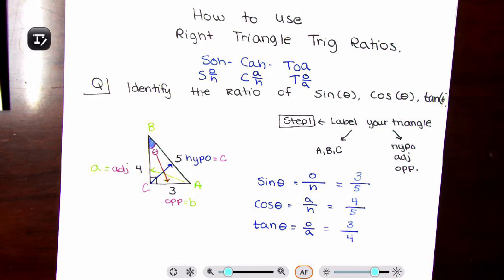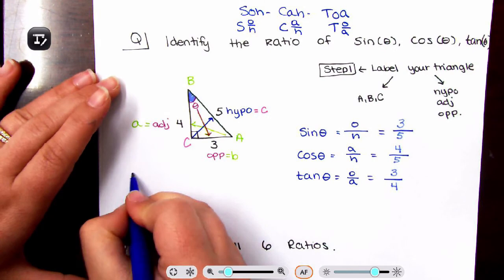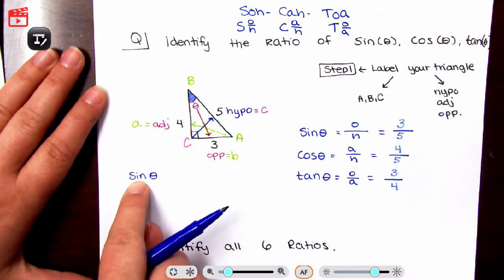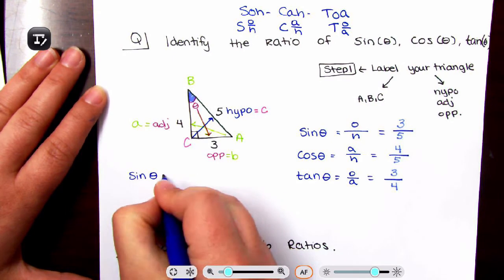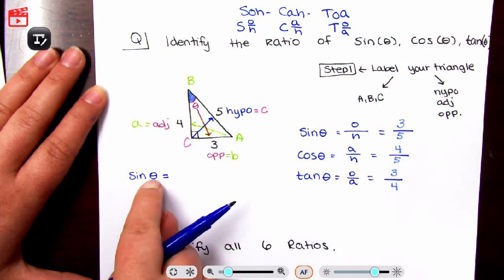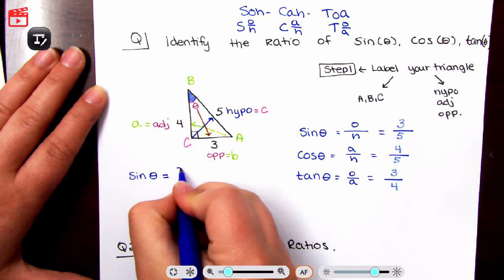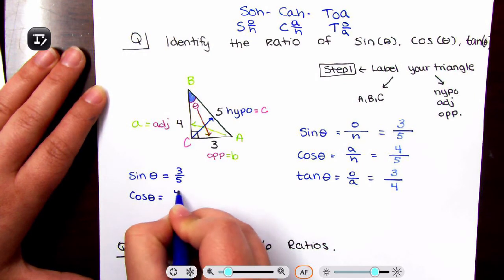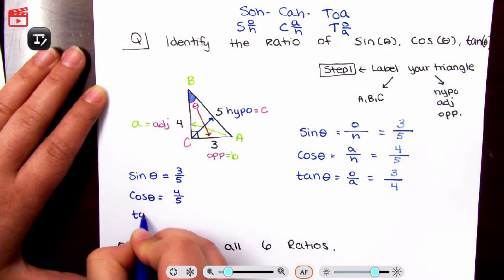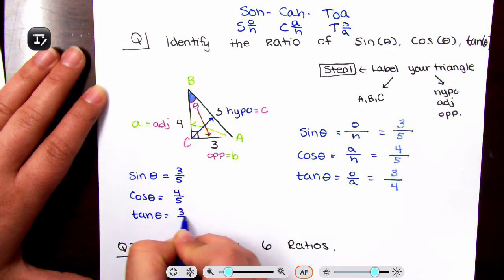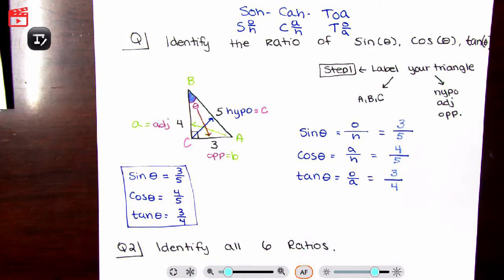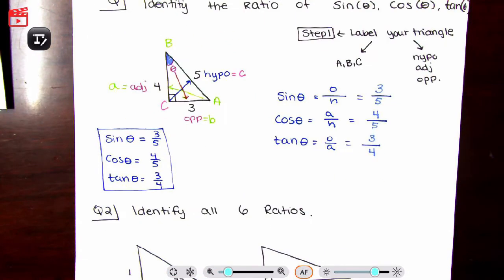So that means sine of theta, the ratio of opposite over hypotenuse when you are looking through the eyeball of theta, is 3 over 5. Cosine of theta is 4 over 5. Tangent of theta is 3 over 4. These are your 3 right triangle trig ratios, or your fractions.